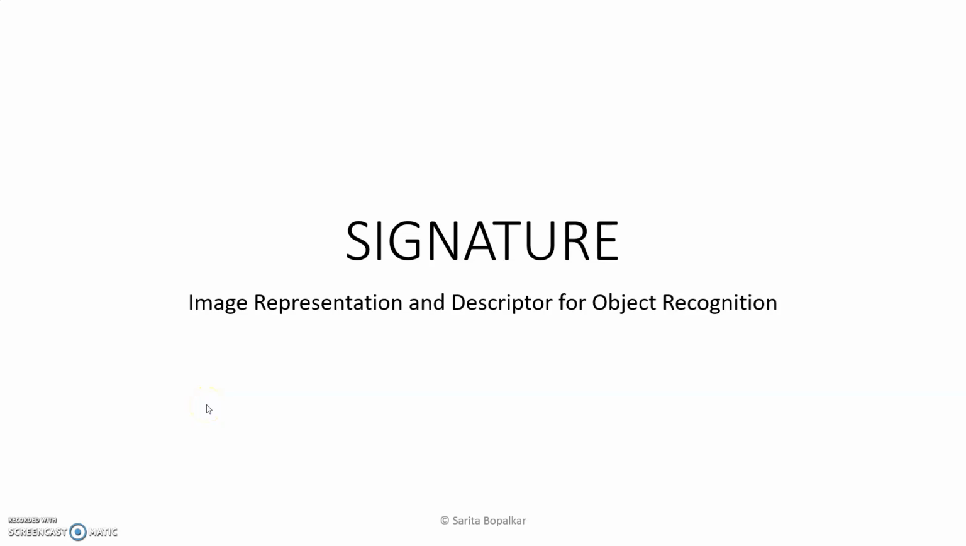Hello and welcome. In this video, we are discussing signature in image representation and descriptor for object recognition. In object recognition, to make the computer understand the object, we need to represent the object with a proper representation technique, and then from that representation we'll get the descriptor, and this descriptor will be used by the computer to recognize the object. In the previous video, we discussed chain code and polynomial approximation as boundary-based representation techniques. Here, the signature is also one of the boundary-based representation techniques that we are going to discuss.